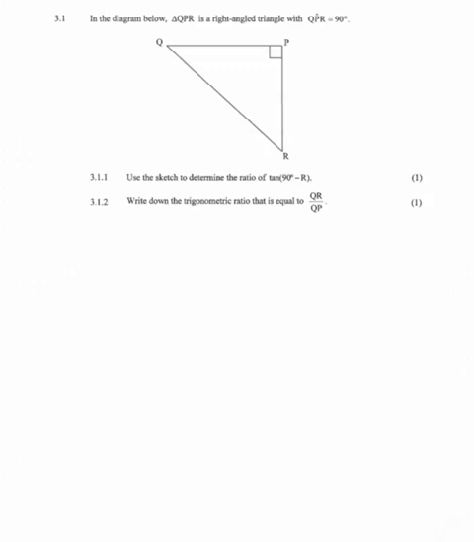So what we're dealing with now is grade 10 trigonometry. If we read further, it says in the diagram below, we've been given a specific triangle QPR. It is a right angled triangle and they tell us that angle QPR is 90 degrees. Perfect. Now they say use the sketch to determine the ratio of tan 90 minus r.